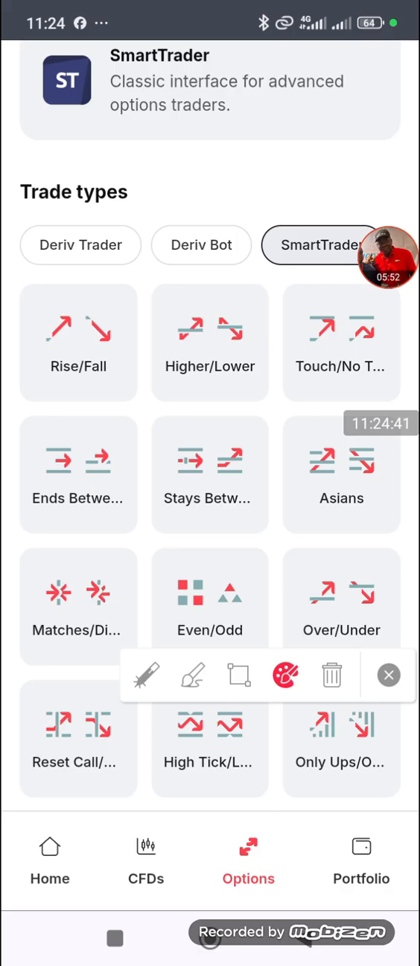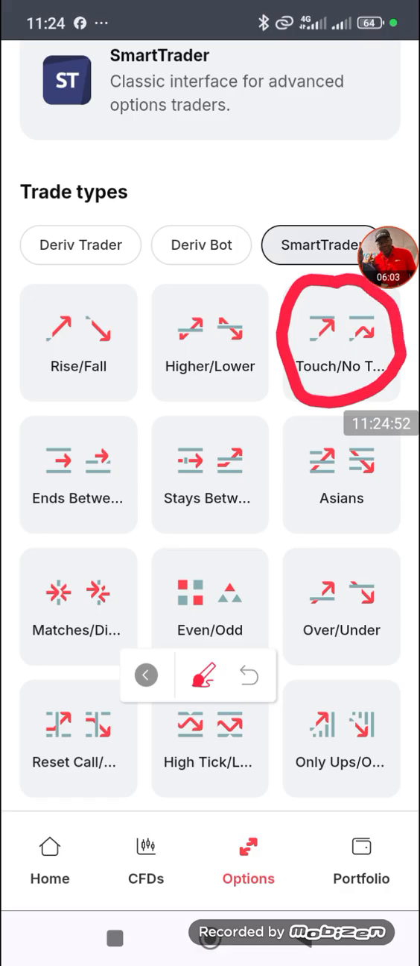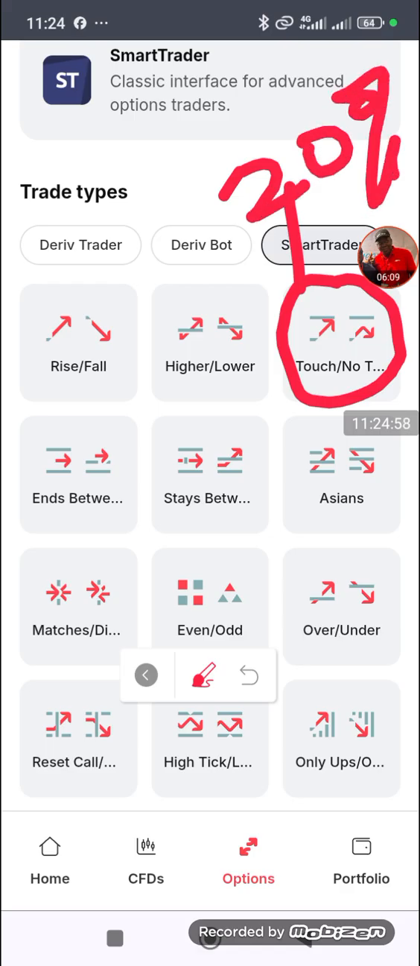Okay, so let's say you see, the ones I usually trade more, let me break it down so that you understand, are touch. Nowadays, if I'm trading touch, I'm trading it for 20% or more. Okay, 25%. That's what I trade touch for now.